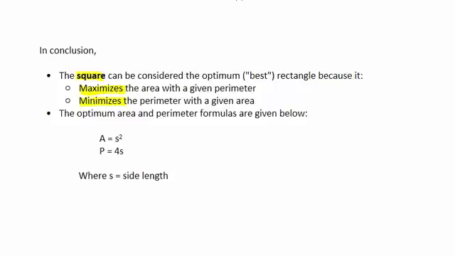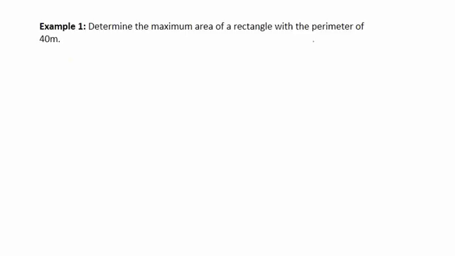So the optimum area and perimeter formulas are as follows. Area is equal to a side length squared, and perimeter is equal to 4 times the side length. And again, those two formulas will give you the best or optimal rectangle. Let's now look at some examples.